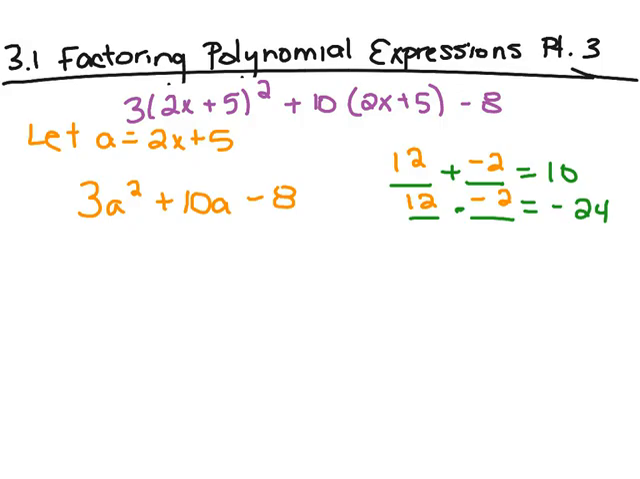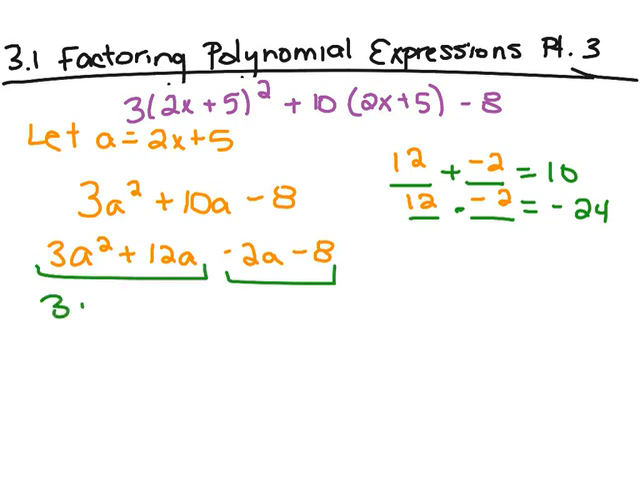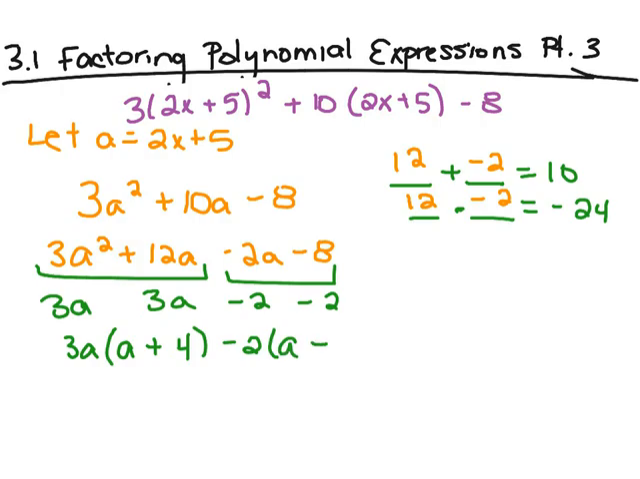12 times negative 2 is negative 24. 12 minus 2 is 10. So 3a squared plus 12a minus 2a minus 8. Break this into two groups. Common factor here is 3a and negative 2. So we have 3a bracket a plus 4 minus 2 bracket a plus 4. So it's going to be a plus 4 and 3a minus 2.